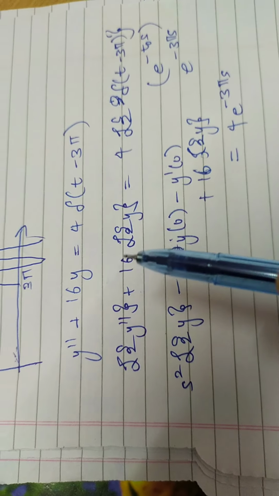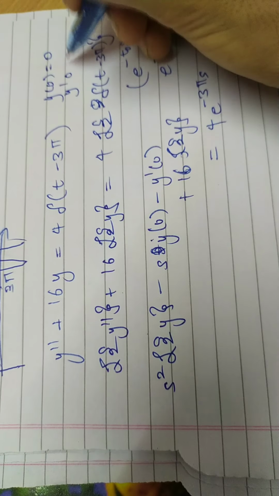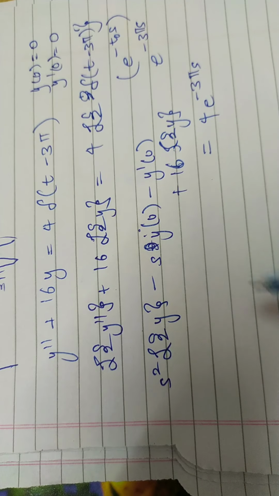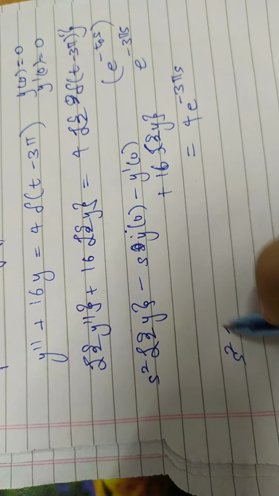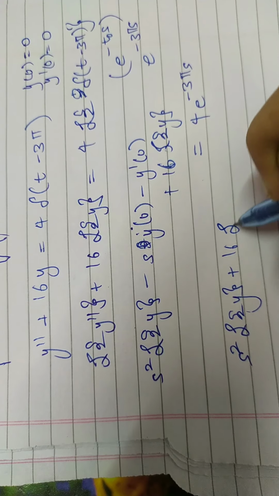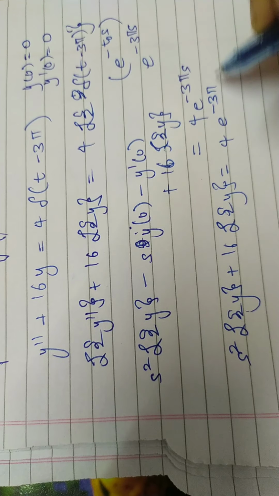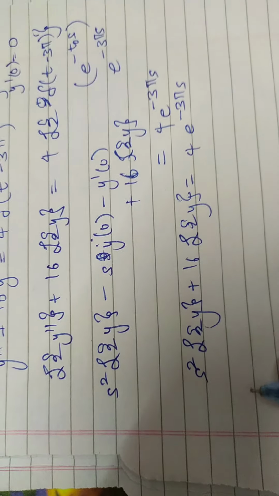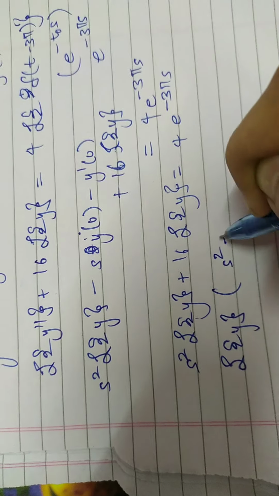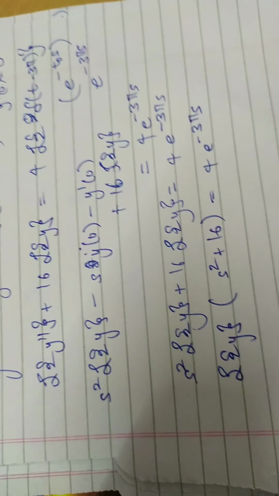Now in our question we've been given that y of 0 is 0 and y dash of 0 is also 0, so those two terms would be 0. All we're left with is s squared times the Laplace transform of y plus 16 times the Laplace transform of y equal to 4 times e power minus 3 pi s. Taking the Laplace transform of y common, we get s squared plus 16 in brackets equal to 4 times e power minus 3 pi s. Let me turn the page and we'll continue.